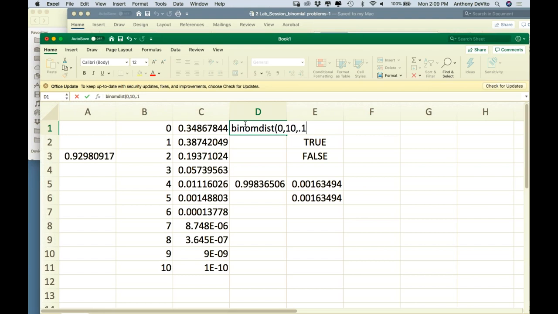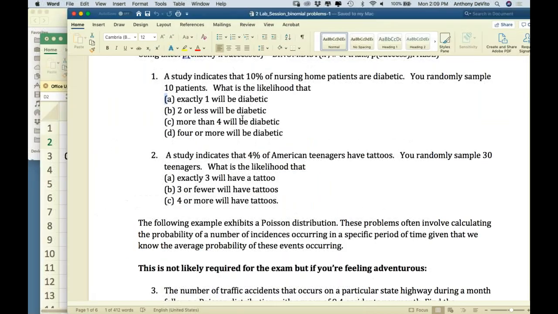0, 10 trials, 0.1, 0.1, and true for that. Well, how many numbers are there below zero? None. So I should get the same number, whether I say true or false there, because nothing is below it anyway. Oh, I forgot the equal sign. And indeed, I get the same number. Okay, so let's see what the next problem is here.